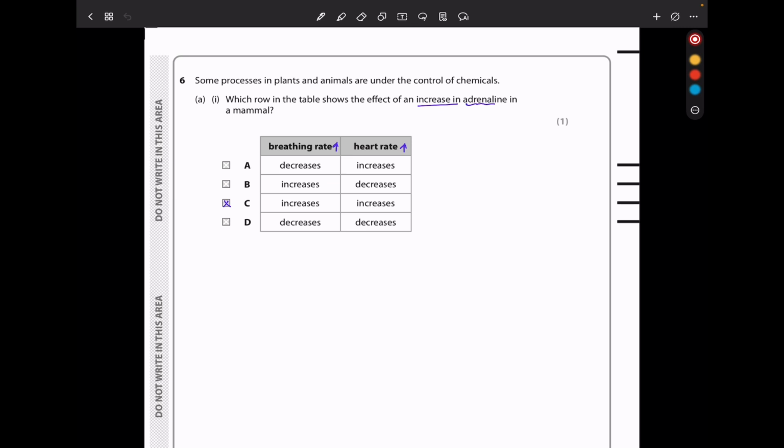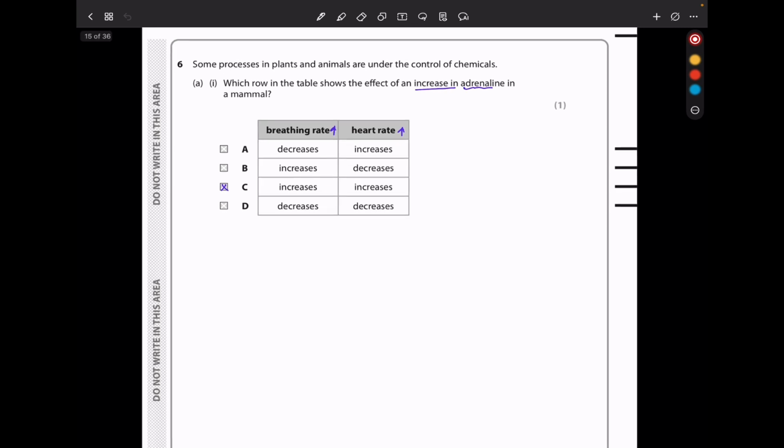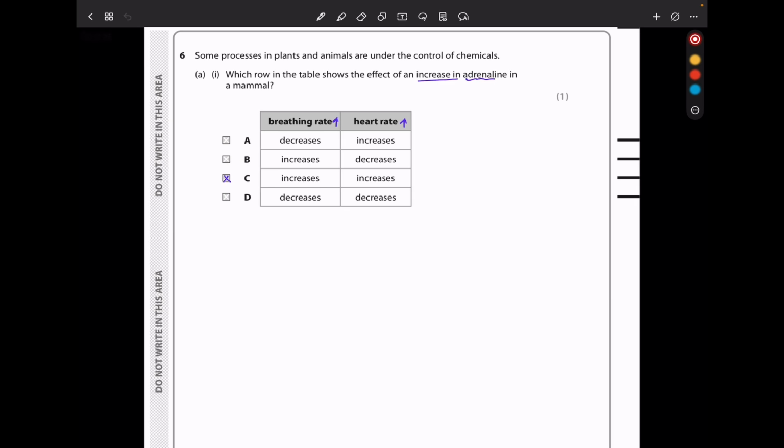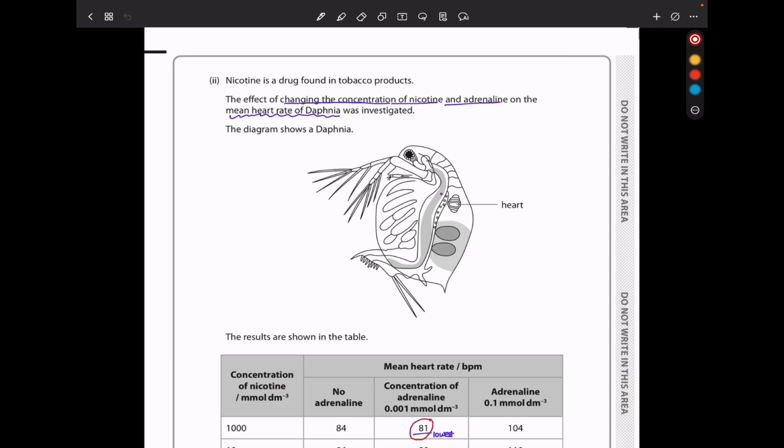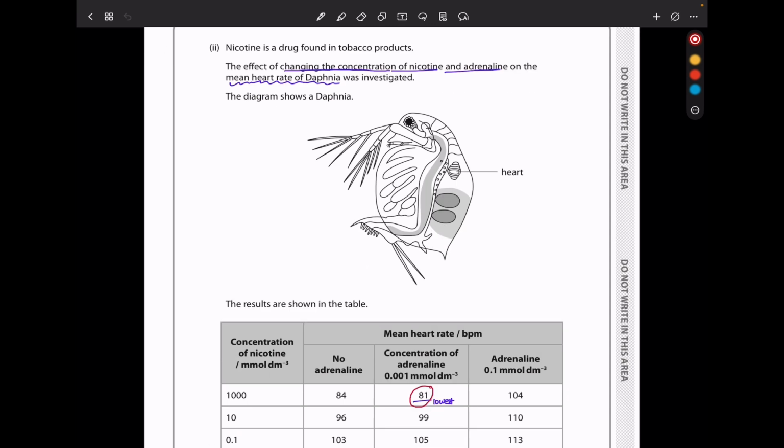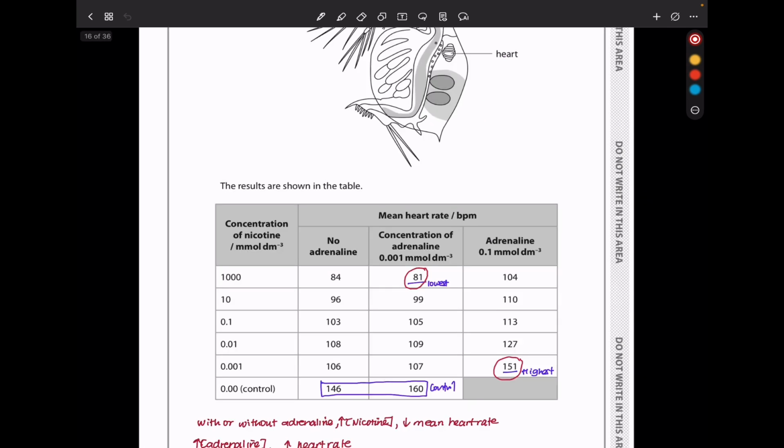In question 6, some processes in plants and animals are under the control of chemicals. Which row in the table shows the effect of an increase in adrenaline in a mammal? When adrenaline is released in a mammal, the breathing rate increases and the heart rate increases, so the answer should be C. Next, they say nicotine is a drug found in tobacco products. The effect of changing the concentration of nicotine and adrenaline on the mean heart rate of Daphnia was investigated. The diagram shows a Daphnia. We can see its heart.